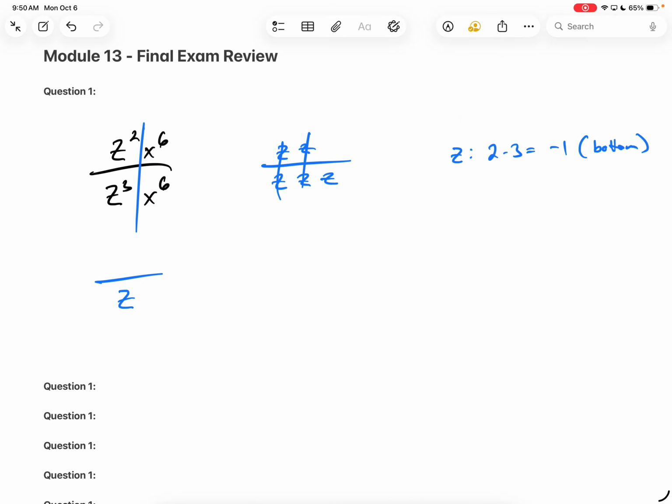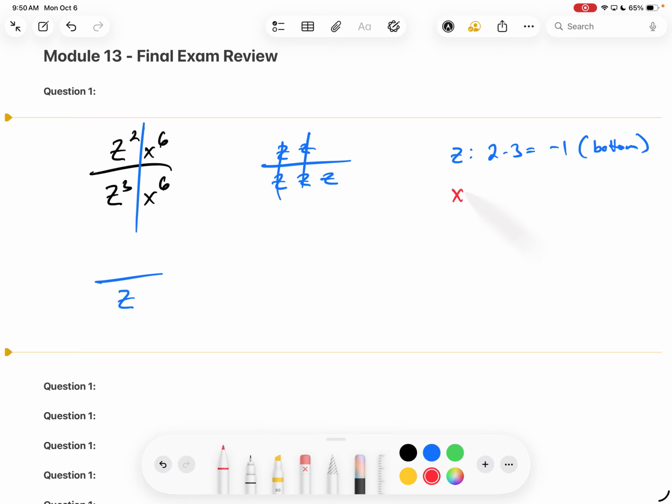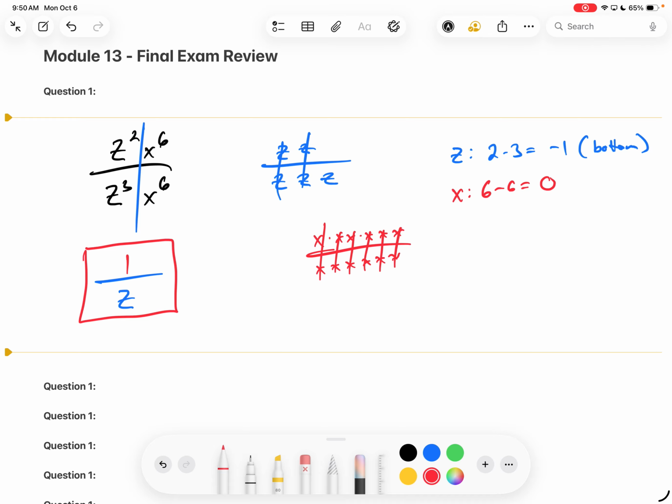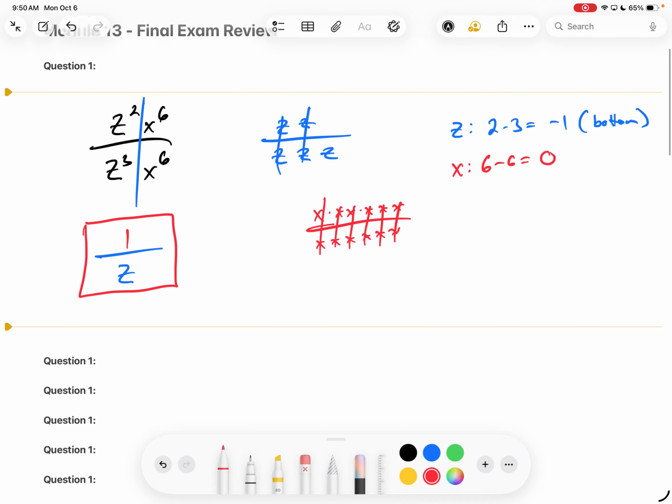But I don't really even do the subtraction. I just kind of look. I have 2 on top and 3 on the bottom, so I got 1 extra on the bottom. My x's, I got 6 on top and 6 on the bottom. So 6 minus 6 is 0, so they kind of go away. If you want to write them out, you can do that. Whatever helps you do these is fine. Okay, 1, 2, 3, 4, 5, 6. I just have 6 on top and 6 on the bottom, so they go away. So my answer is just 1 over z. You would put a 1 on top because the z's on the bottom. So it's 1 over z.